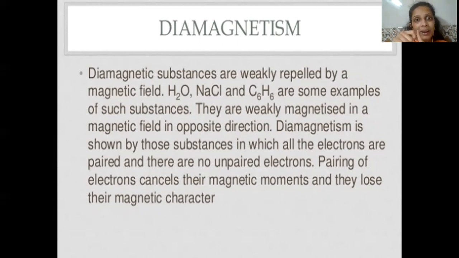They all are paired. The electrons which are there, they are paired. Because they are paired, they cancel out each other's magnetic field. Okay? Is the logic clear? There will not be any unpaired electron present in a diamagnetic substance. They all cancel out each other's magnetic field.